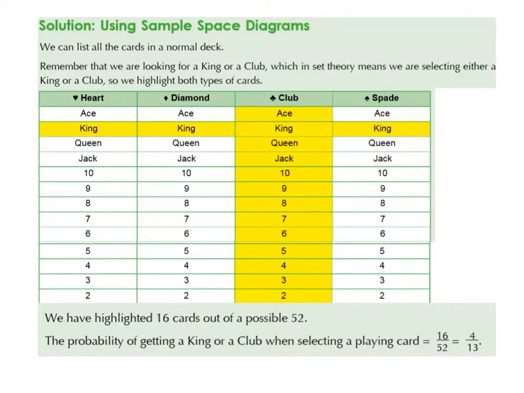So we could also have worked this out using sample space diagrams. We can list all the cards in a normal deck. Remember that we are looking for a king or a club, which in set theory means we are selecting either a king or a club, so we highlight both types of cards. So we have the hearts, the diamonds, the clubs and the spades. We highlight all of the clubs, and we highlight all of the kings. And we count them up and we work out that we've highlighted 16 cards out of a possible 52. So the probability of getting a king or a club when selecting a playing card is 16 over 52, which again is 4 over 13.